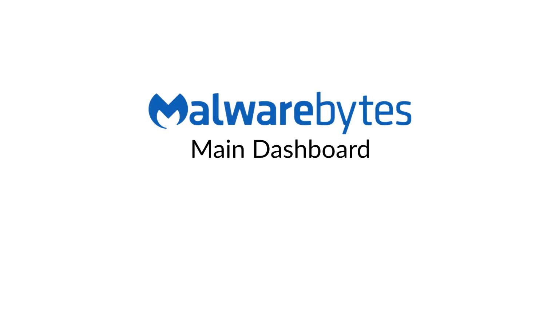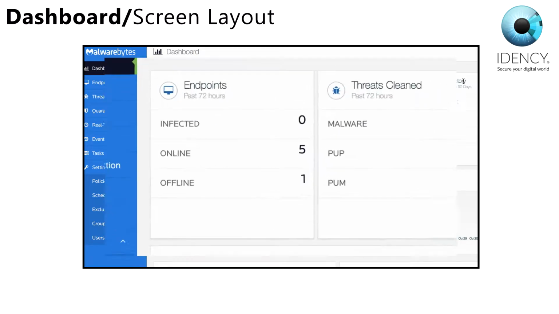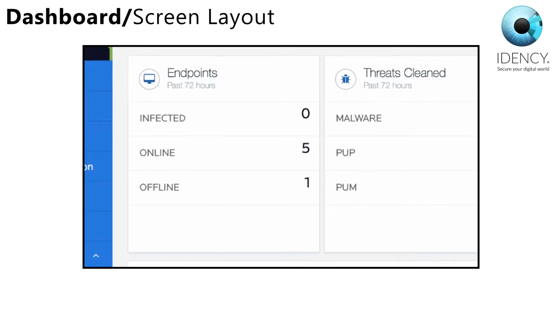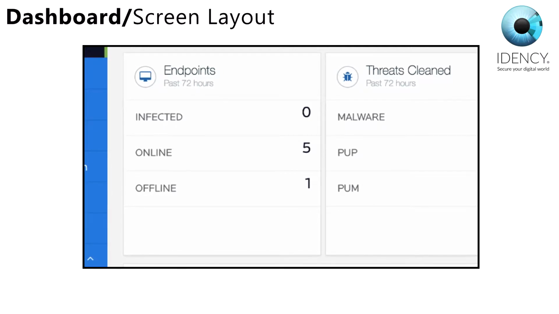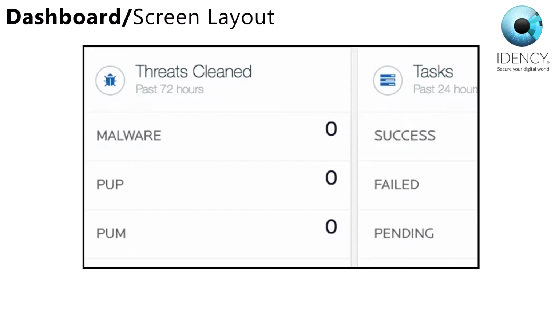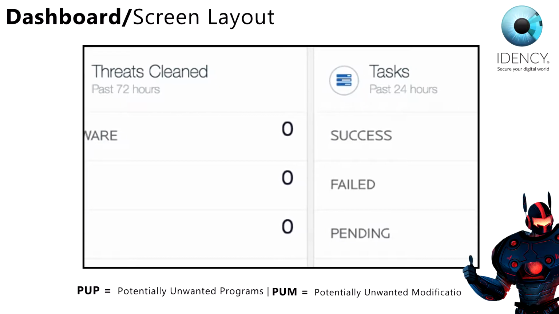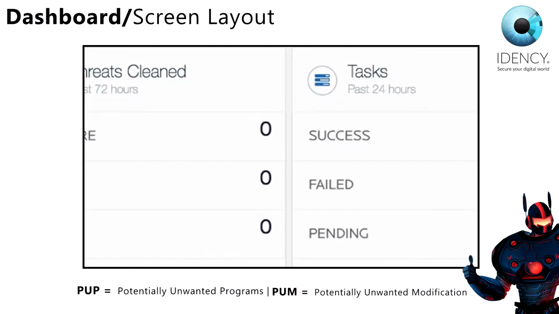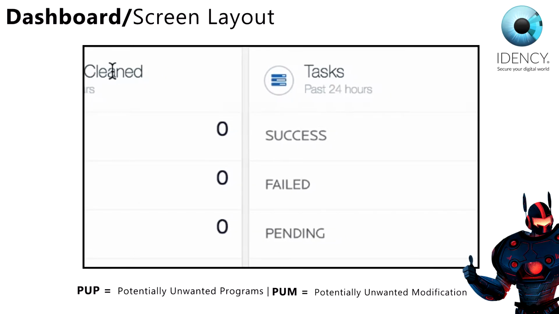Main dashboard. This is the typical view of the Malwarebytes dashboard. At the top, there's a range of data from the last 72 hours that includes the endpoint devices that are infected, and those that are currently online and offline. There's also data from the same time period for threats that have been cleaned, and this gives details of any malware, PUPs and PUMs, and tasks from the past 24 hours that have been successful, those that failed, and those that are pending.